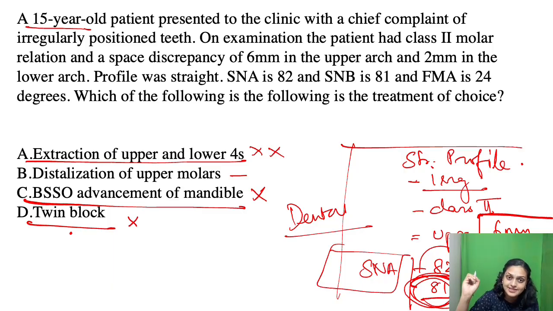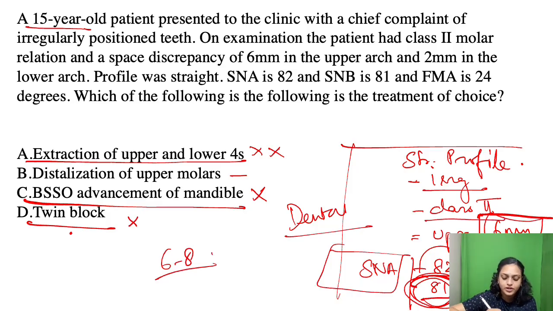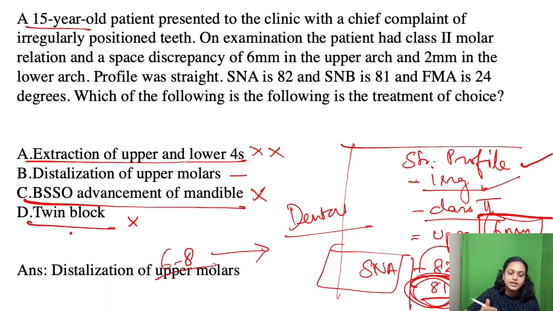Space discrepancy is correct. If they had given IPR, maybe IPR also would have worked for this patient, but 6 mm is a doable amount of space for distalization. 6 to 8 mm can be achieved by distalization of the molars. Class 2, yes, that's because of the mesial drifting of the molar. The patient has a good profile, yes, and irregularly arranged teeth, so the space created can be used for crowding. So the answer will be distalization of the upper molars.